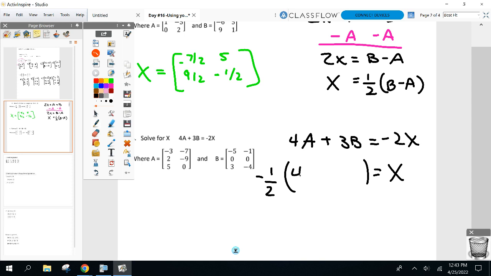And if for some reason your graphing calculator can't do fractions, just do -0.5 out in front. So see if you can find the matrix 4a plus 3b multiplied by -1/2 here.